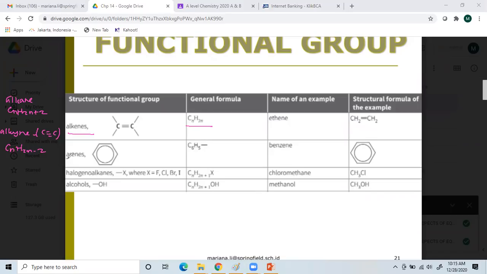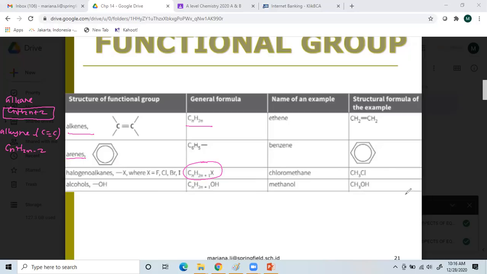After that, we will learn about arenes. Arenes have a benzene ring here. Yeah, one example of arenes is the benzene group. Okay, for halogenoalkane, this is the third functional group. It is CnH2n+1X. So you can see that the general formula for halogenoalkane is derived from alkane. Alkane lost one hydrogen, right? You know that alkane is CnH2n+2. So since halogenoalkane is CnH2n+1, that means halogenoalkane is derived from alkane, which lost one hydrogen, right?